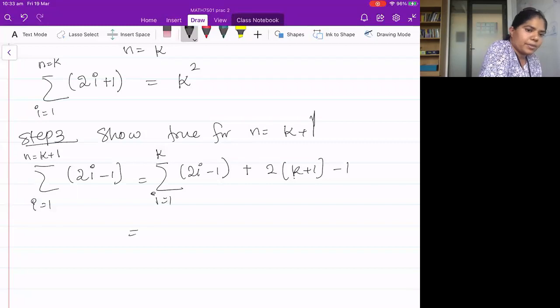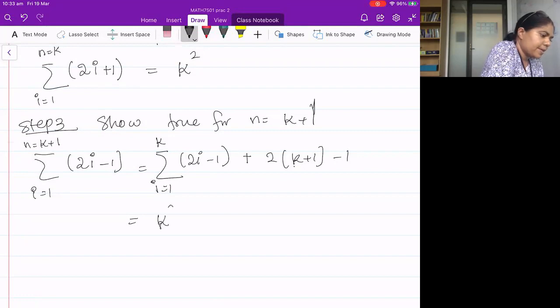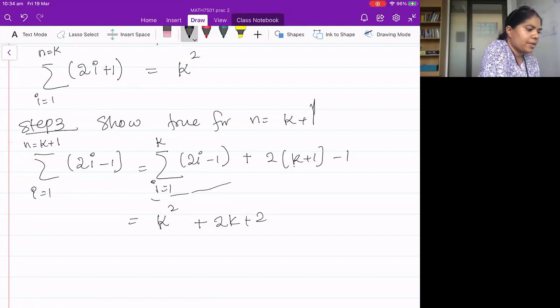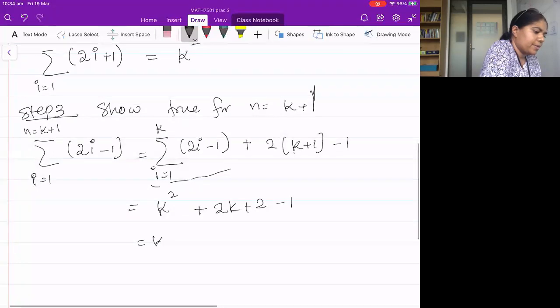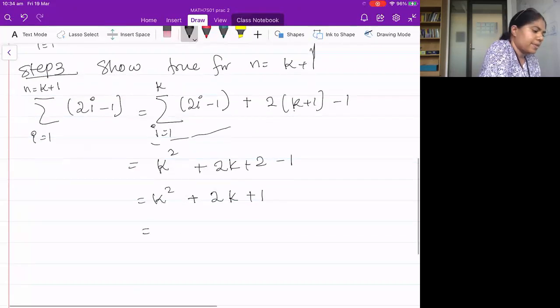Because at the k step we assume the sum up to k is true, that should be equal to k squared from here, plus 2k plus 2 minus 1, which is equal to k squared plus 2k plus 1, which is equal to k plus 1 squared.